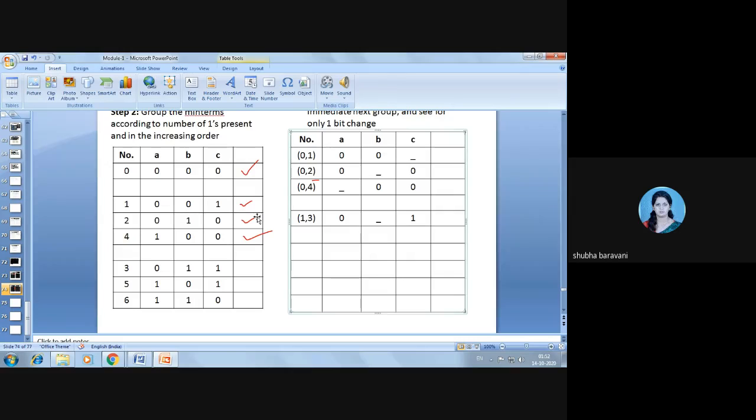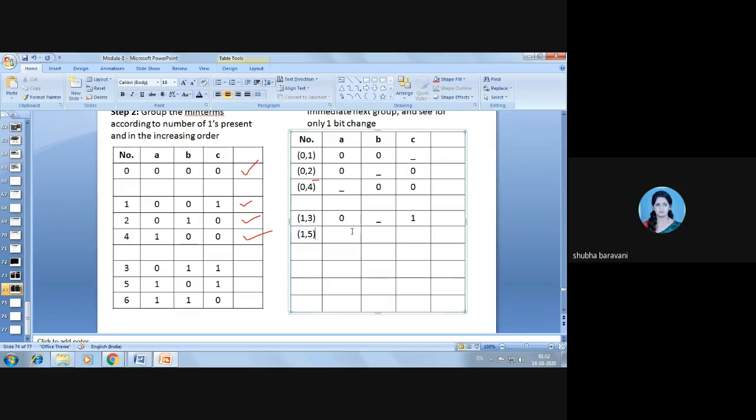One comma 3 I compared. Then I'll compare 1 and 5. If it is possible, I'll see. Okay, 1, 5, right? 0 changes from 0 to 1. 0, 0, 1, 1. So I'll write dash, 0, 1.